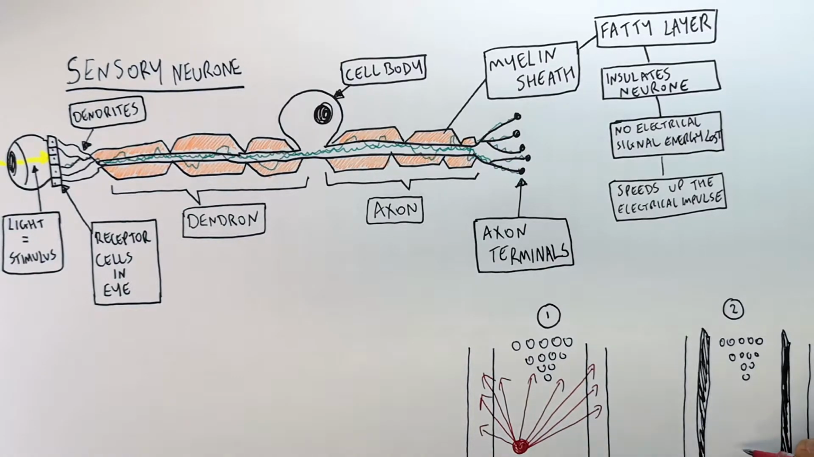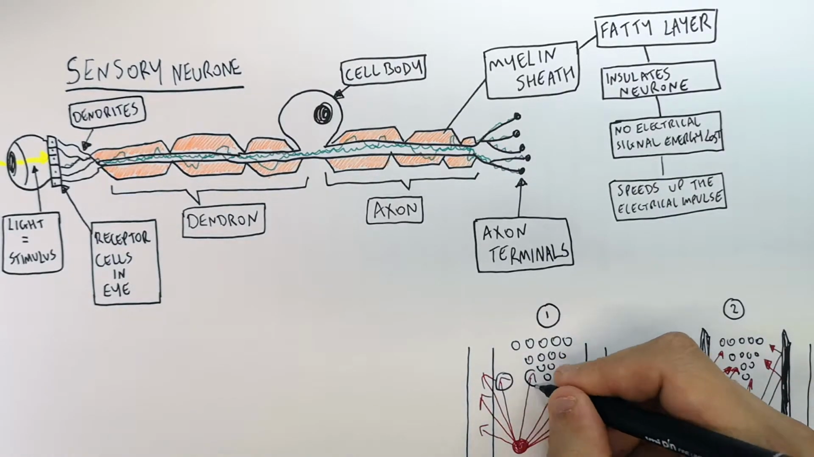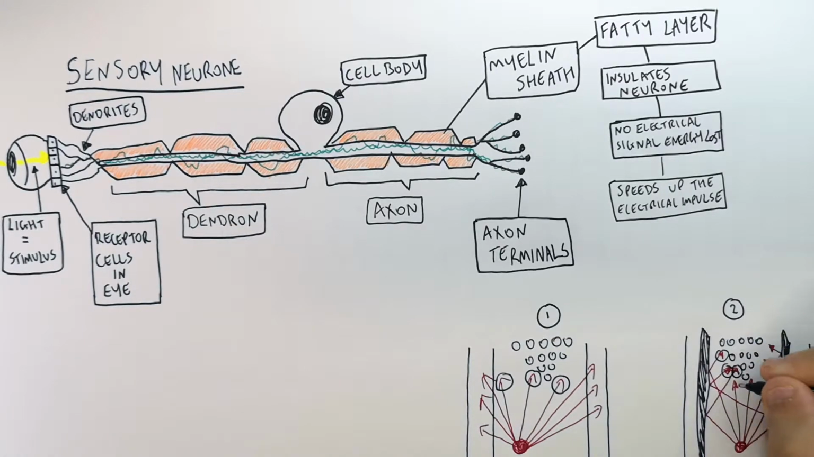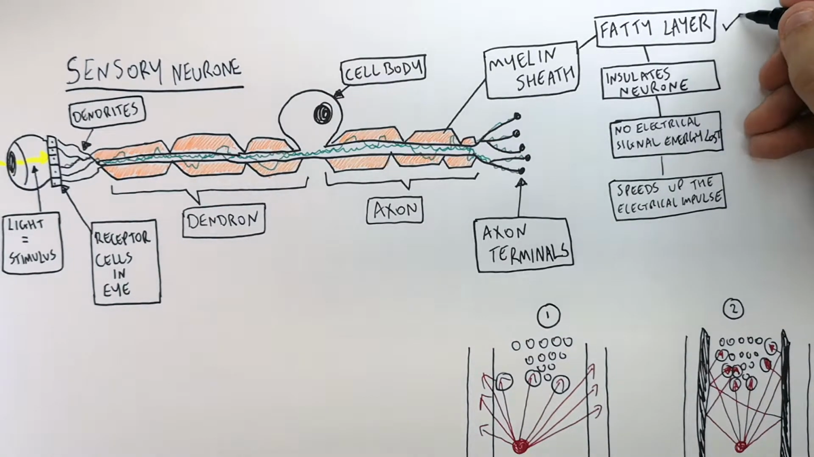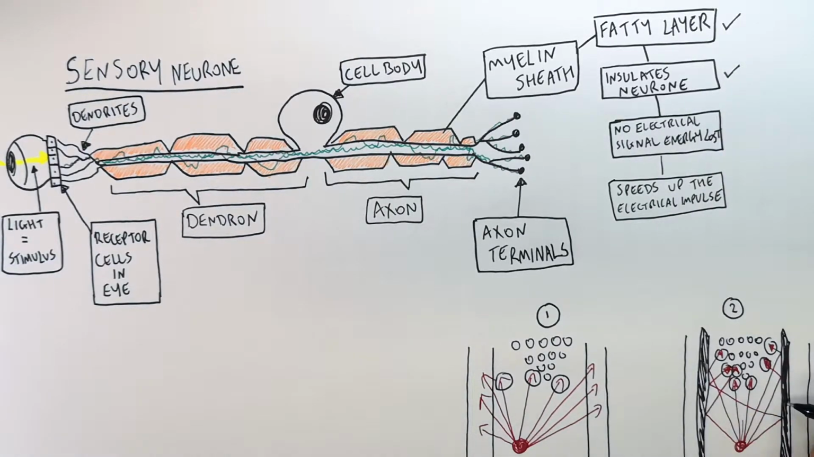Whereas on side number 2, with the sides up, no matter where the ball goes, it ends up at the end because the sides are up and it is insulating the neuron. So as you can see with side number 1, fewer impulses get to the end of the neuron than side number 2, because side number 2 has the myelin sheath, which is a fatty layer, so it insulates the neuron, so no electrical impulse is lost, which then speeds up the transmission of electrical impulse. That is what the myelin sheath does.